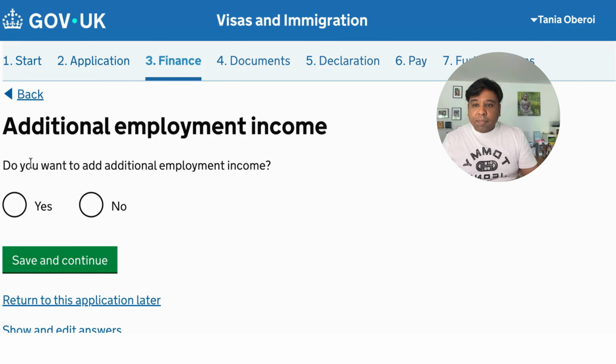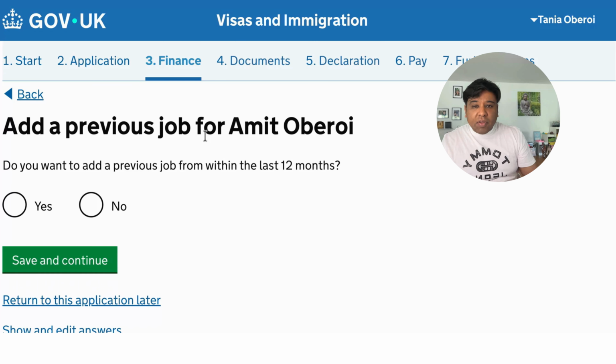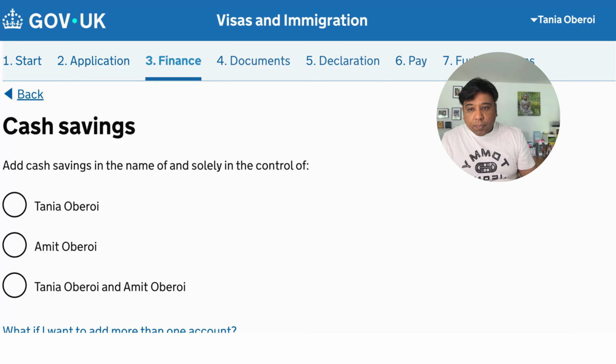And okay, do you have additional employment income? Do you want to add any other employment income? For example, he's doing two jobs instead of one. Then you will select yes. Normally people select no. Do you want to add a previous job from within the last 12 months? This is relevant if your husband has had the permanent job for the last 6 months only, and he had a previous employer in those last 12 months. So in that case you will select yes, otherwise my answer is no.